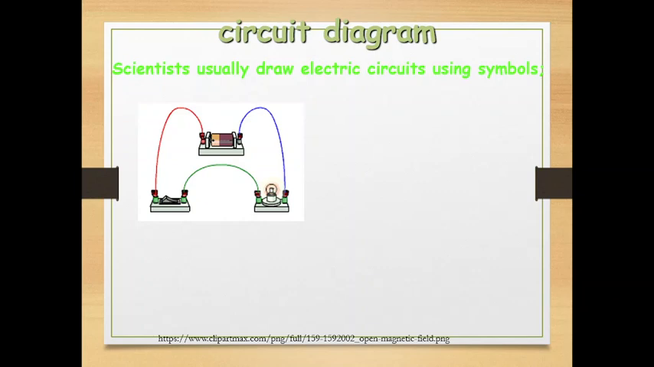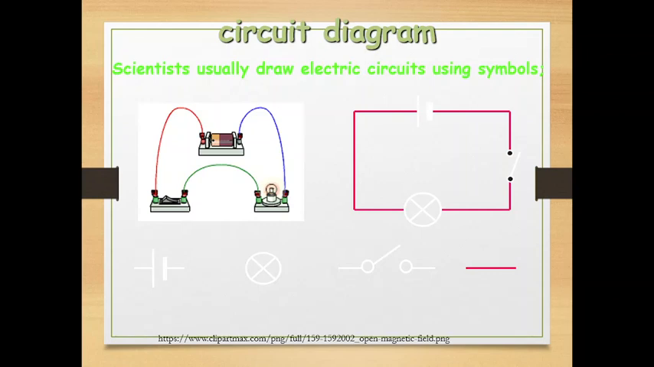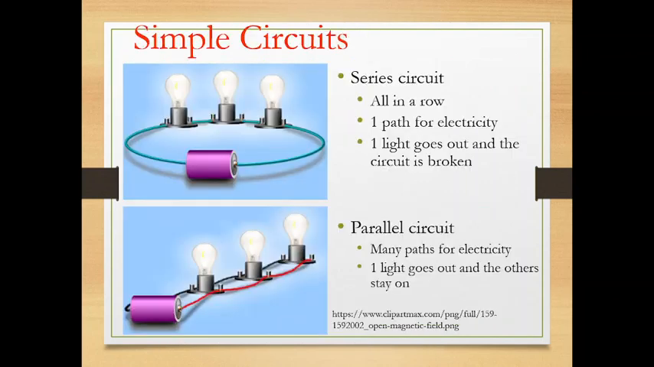Now let's talk about circuit diagrams. Scientists usually draw electric circuits using symbols or pictures like this and like this. This is our cell, this is our lamp, switch and wires.